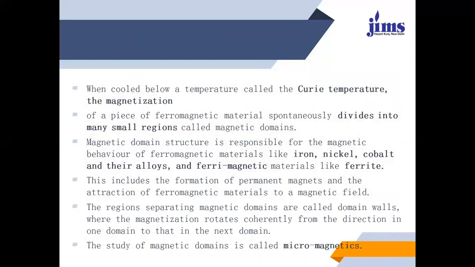The magnetic domain structure is responsible for the magnetic behavior of ferromagnetic materials like iron, nickel, cobalt, and their alloys, and paramagnetic materials like chloride. This includes the formation of permanent magnets and the attraction of ferromagnetic materials to a magnetic field. The regions separating magnetic domains are called domain walls, where the magnetization rotates coherently from the direction in one domain to that in the next domain. The study of magnetic domains is called micromagnetics.